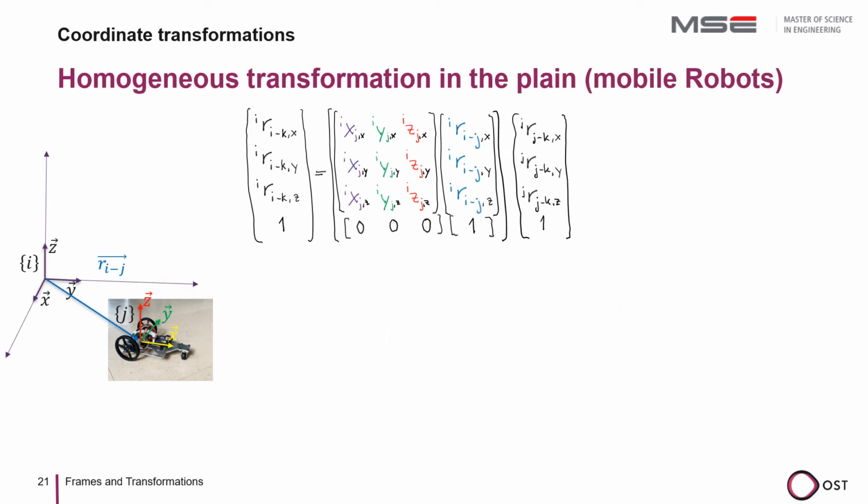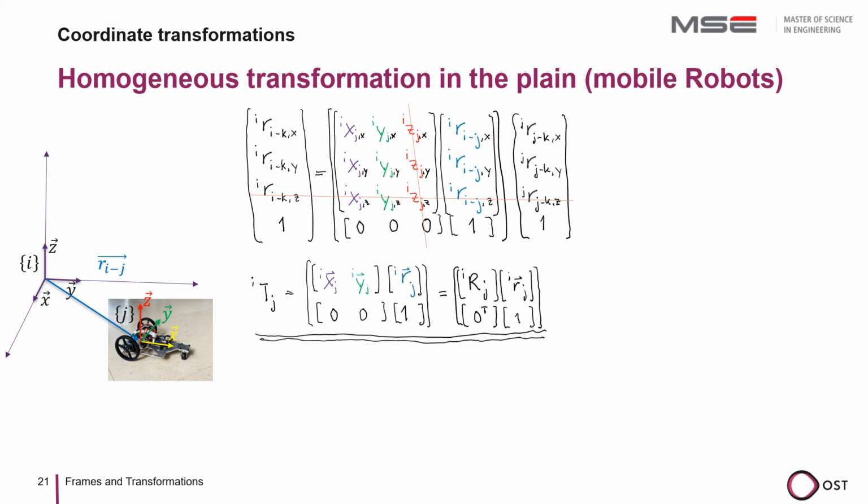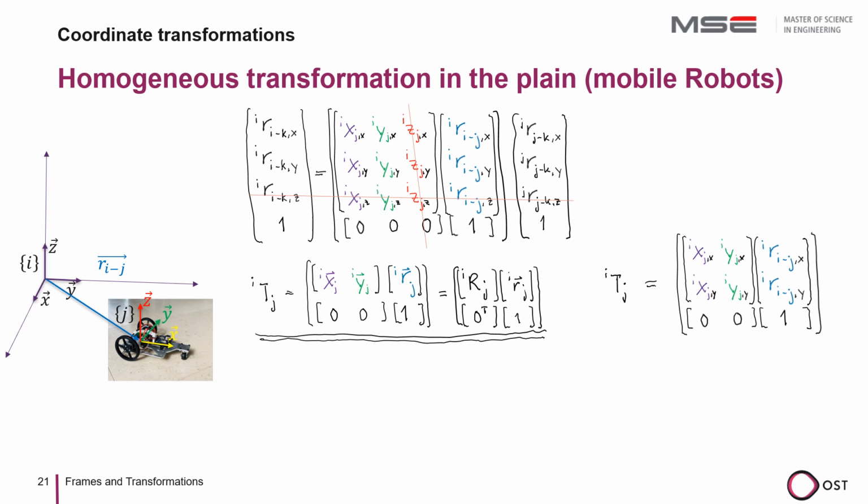Now let's turn our attention to mobile robots. If we assume that our mobile robots move around on a flat surface, we can simplify our homogeneous transformation matrix by deleting the third row and column of the rotation matrix and the z component for input and output vector. This leads us to the homogeneous transformation matrix for the plane.